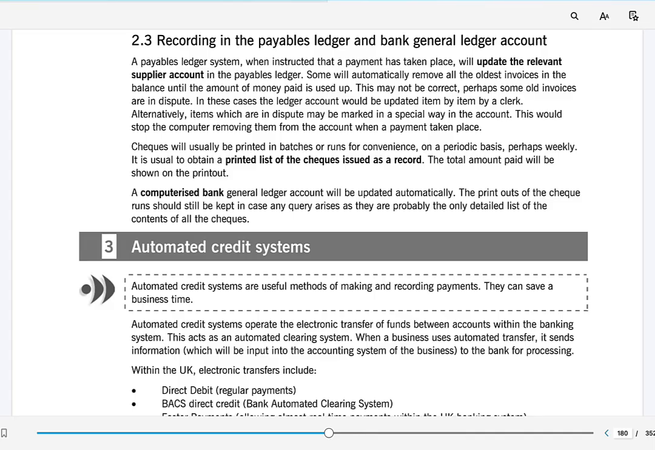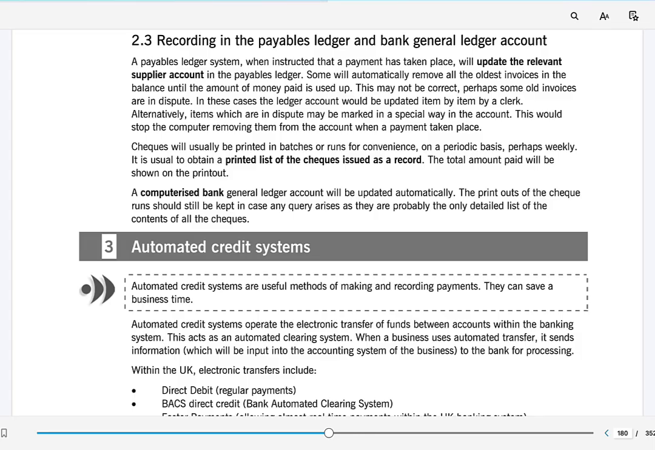Now let's break those two parts down carefully. Part 1. What does recording in the payables ledger mean? The payables ledger is the list of individual supplier accounts. Each supplier account shows invoices that we owe, credit notes we received, payments we made, and the remaining balance. So when we pay a supplier, we must reduce what we owe them. That reduction must be shown in the supplier's account.